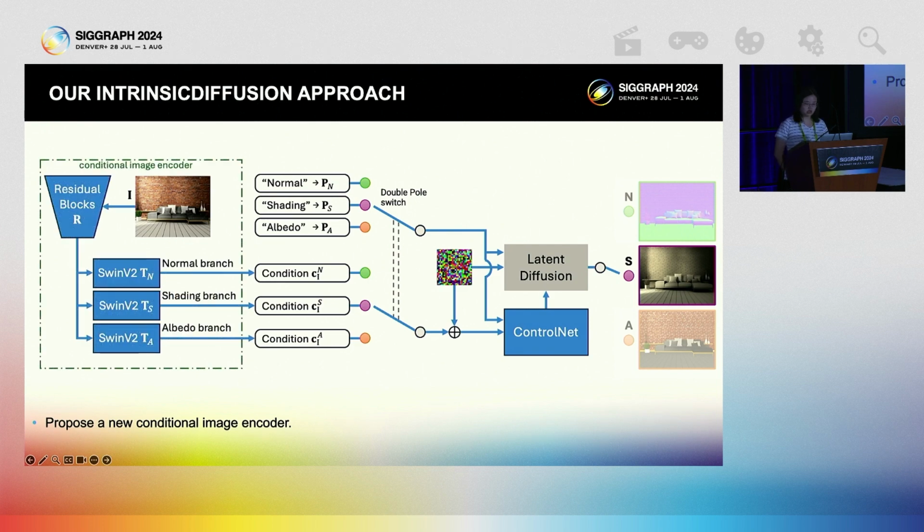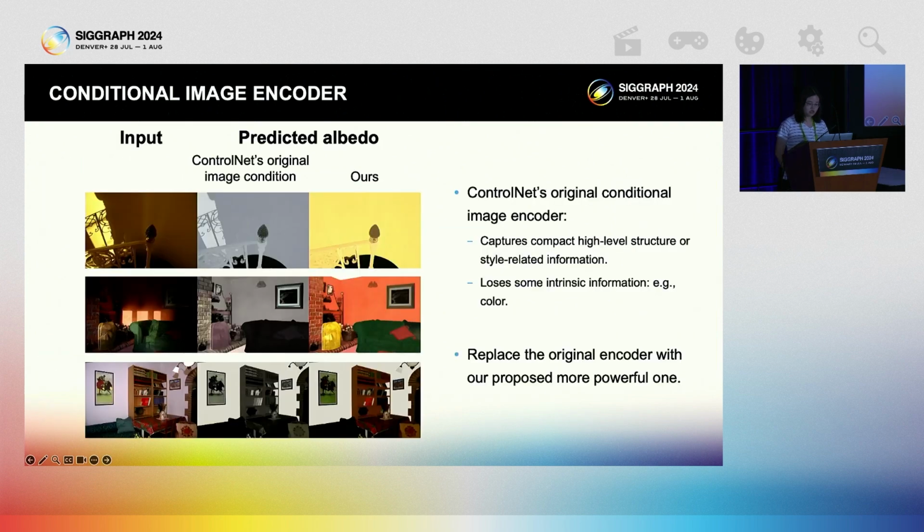conditional image encoder. This new encoder has shared residual blocks and 3 separate transformer branches. Each branch specializes in extracting features for a specific image domain. Our new conditional image encoder is more powerful than the original one.